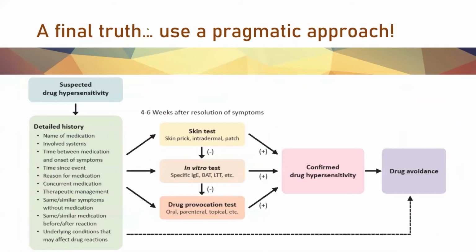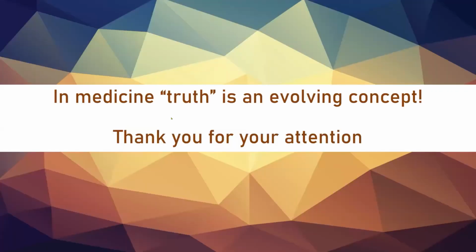So a final truth after the misconception: you always use a pragmatic approach. So when there is a suspect case of allergy, go through a detailed medical history, try to get as much information as possible. Refer to the allergist for diagnostic evaluation: skin test, in vitro tests, in some cases available, in others not, and the gold standard, which is a drug provocation test. Is the hypersensitivity confirmed? Then the avoidance. So don't skip this, because this label can have ominous consequences later on in life. So always, this is my final message.